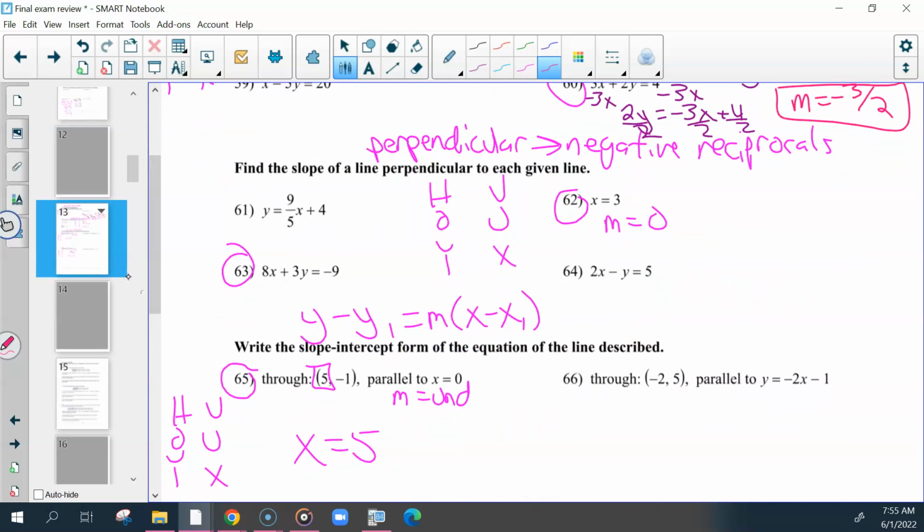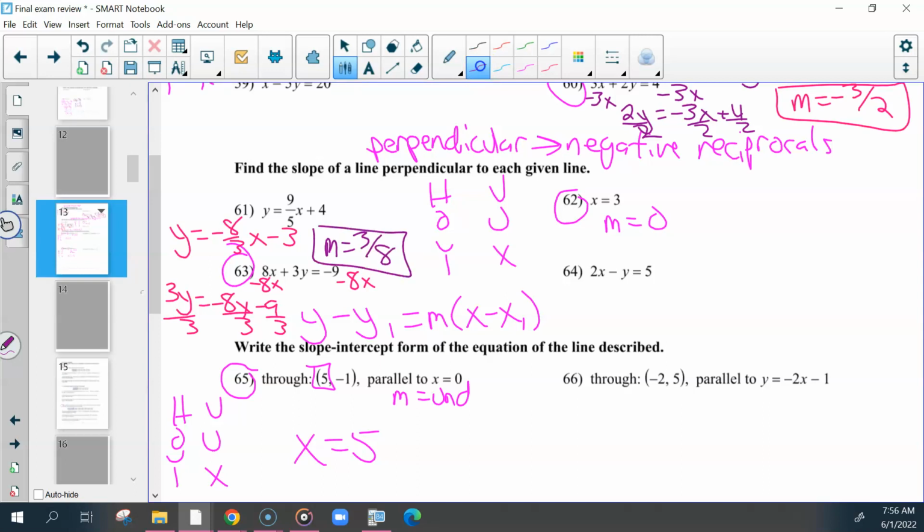For 68, same thing. Get rid of your x term by subtracting. So we have 3y equals -8x minus 9. Divide everything by 3. So our equation for this is y equals -8 over 3x minus 3. And if we need a slope that is perpendicular to this, what would it be? 3 over 8. Questions on that one?